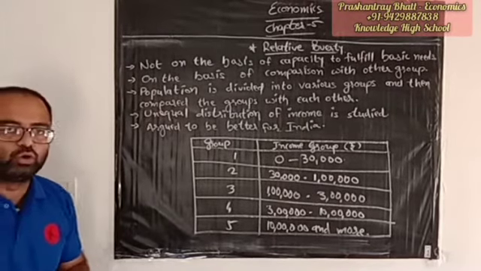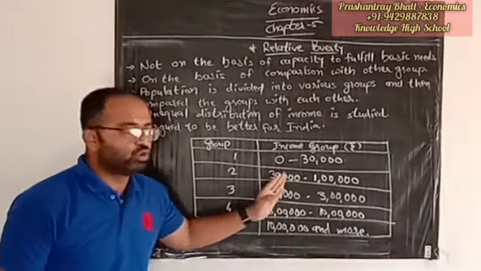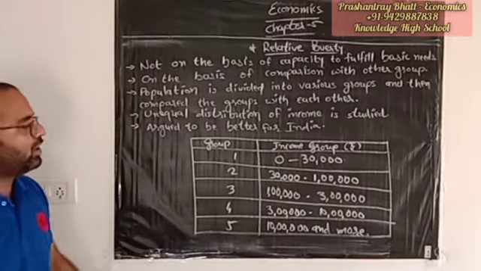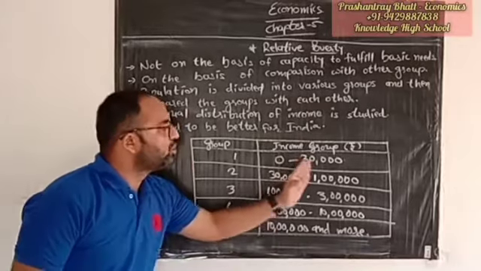We are going to include all those people who are having the income between 0 to 30,000. In group number 2 we are going to include all those people who are having the income from 30,000 to 1 lakh.